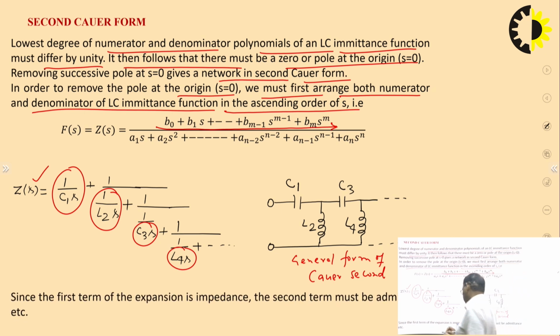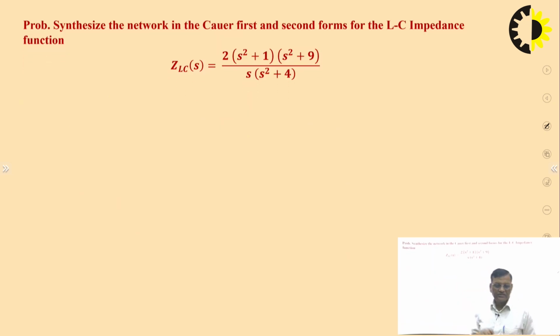Since the first term of the expansion is impedance, the next must be admittance and so on: impedance, admittance, impedance, admittance. Now this is the theory behind Cauer first and Cauer second. We will try to work out some examples to find the LC network in Cauer first and Cauer second.